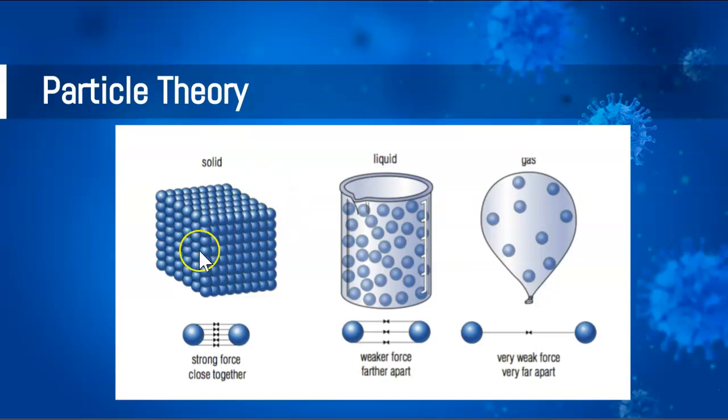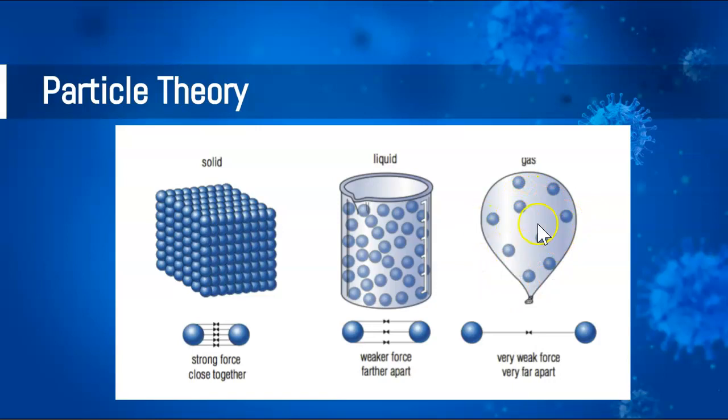So here is a solid, and we have all of our particles that are very close together, right? They're very tightly packed. When they are this close together, that means there are strong forces holding them together. In a liquid, we can see the particles are a little bit farther apart. They've spread out to fill up this container, and the forces between them are a little bit weaker. And then finally, in a gas, so in a balloon, for example, you can see the particles are quite far apart.